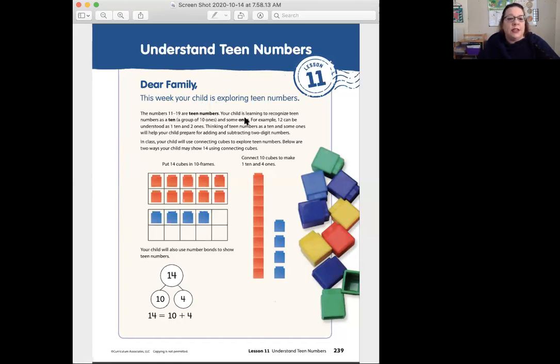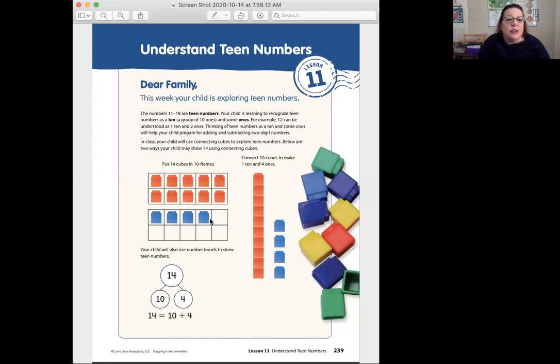Your child is learning to recognize them as a group of 10 and some more ones. For example, the number 12 can be shown as one group of 10 and 2 ones. Thinking of teen numbers as a 10 and more ones will help your child prepare for adding and subtracting two-digit numbers later on as we get into harder and more difficult lessons.